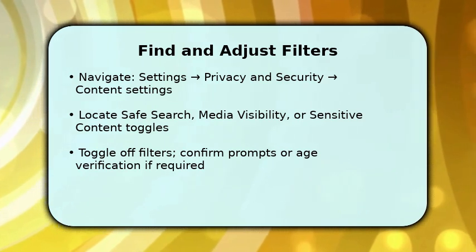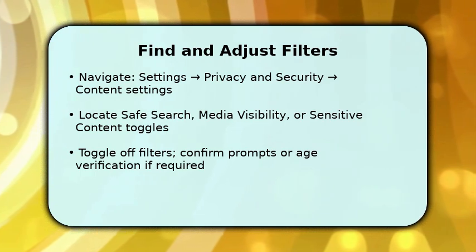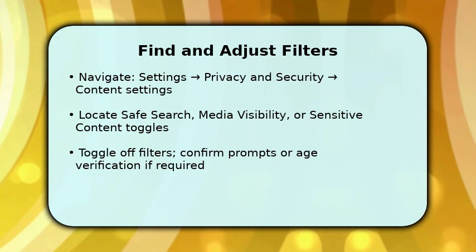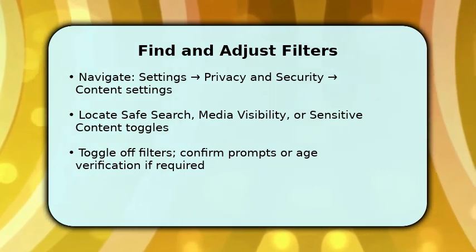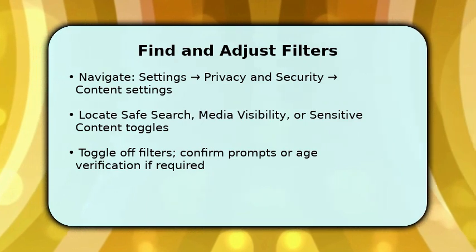If Telegram prompts for age verification or a confirmation dialog, follow the steps and provide the required info. This prevents accidental disabling. Make sure to save changes or exit when the toggle reflects off. To finalize, close Telegram fully and reopen so the toggles propagate.